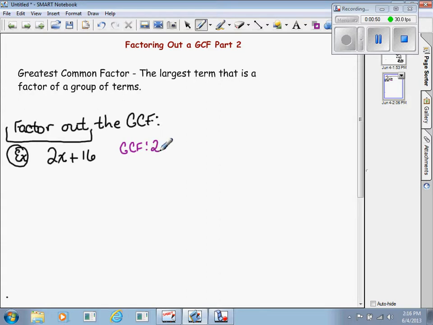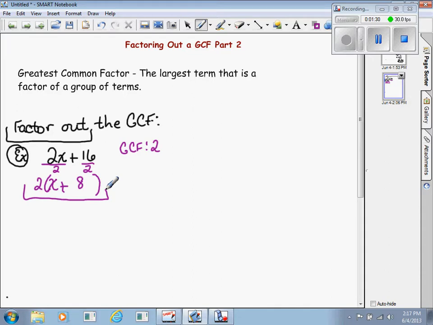So we're going to take this common factor and factor it out, meaning we're going to divide it out of the two pieces in our polynomial, and that common factor gets written as a coefficient in our set of parentheses. So 2x, dividing out the 2, leaves us with x. 16, dividing out the 2, leaves us with 8. So this expression has the greatest common factor of 2 pulled to the front of a set of parentheses, and it has been pulled out of both of the terms.